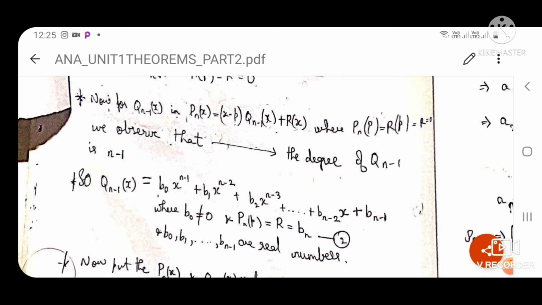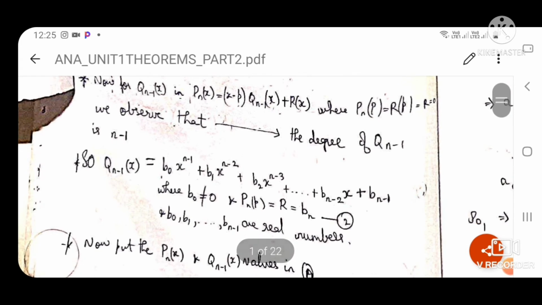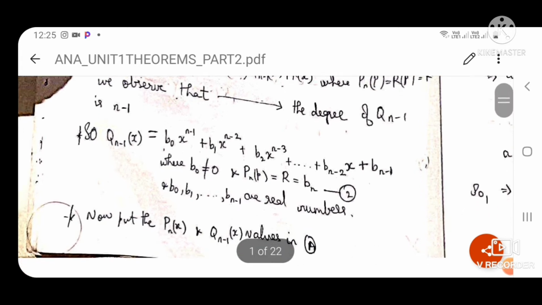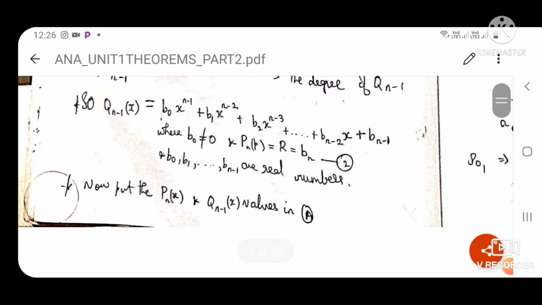So that particular Qn minus 1 of x is written in this form, since the polynomial is of degree n minus 1, which I have written with certain conditions, where b naught is not equal to 0, and Pn of p equals r equals bn. That's what it is, and b naught up to bn minus 1 are real numbers. They have to be real numbers in order for you to operate this, because real numbers are the ones which can handle it.